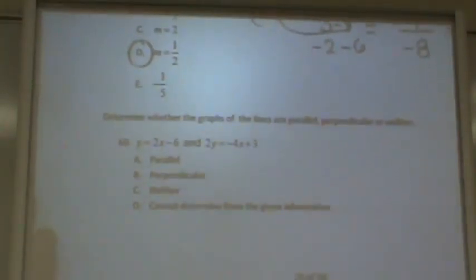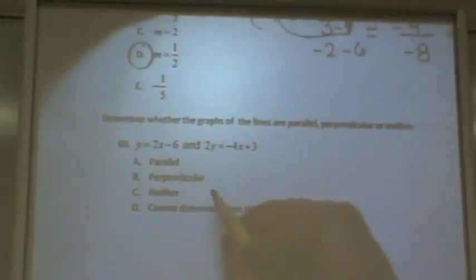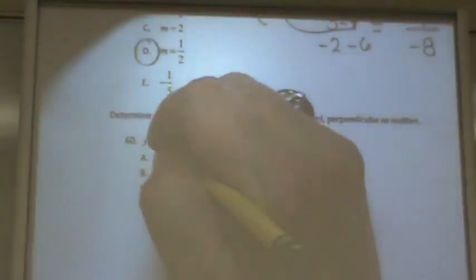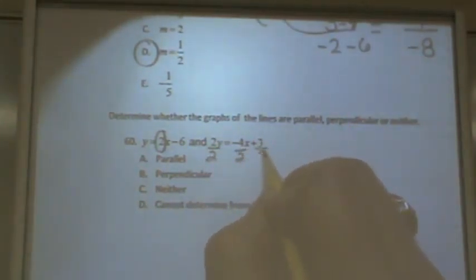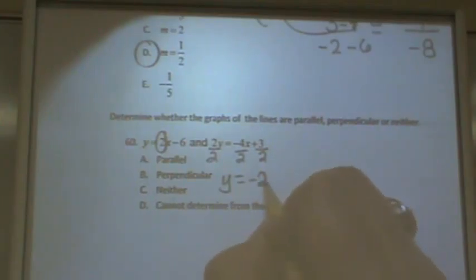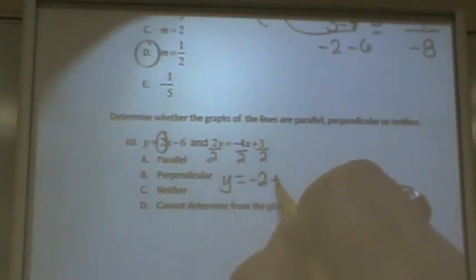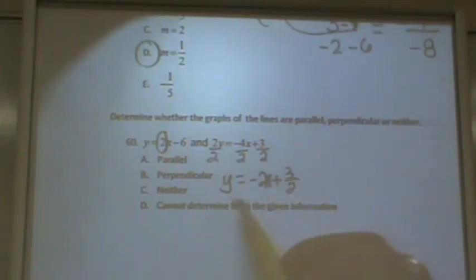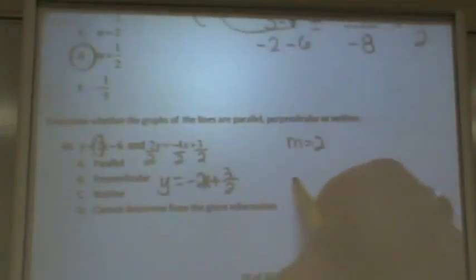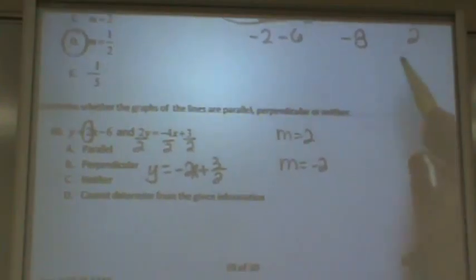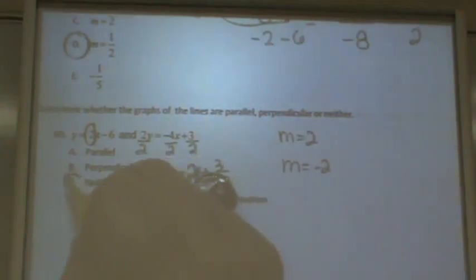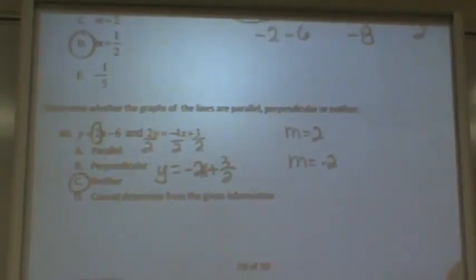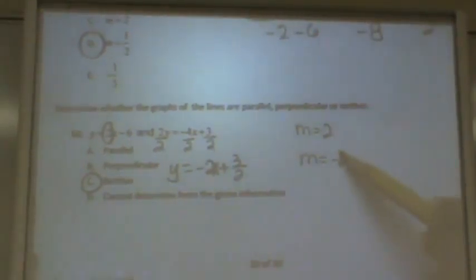Number 60, how do you know if 2 lines are parallel or perpendicular? Well, we have to look at their slopes. For the first line, 2 is the slope. But for the second line, we have to get it in slope-intercept form. And if we look at this carefully, our slope is negative 2. So if one slope is 2 and the other one is negative 2, these are not the same, and they are not opposite reciprocals. So these are neither, they're not parallel or perpendicular. If the product of them equals negative 1, they're perpendicular.